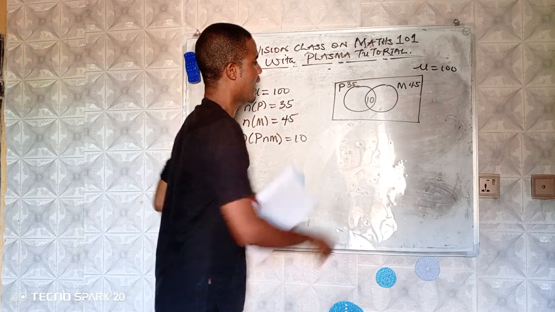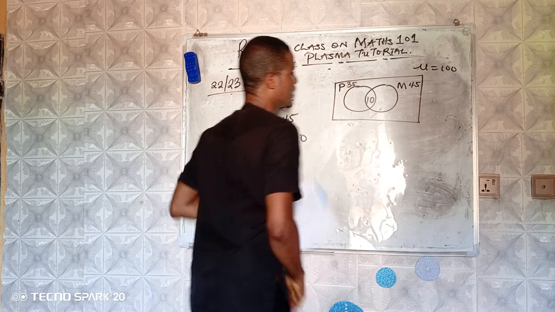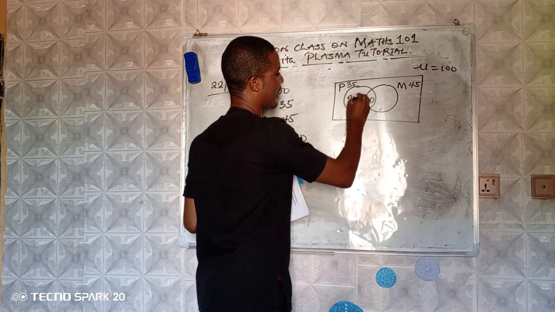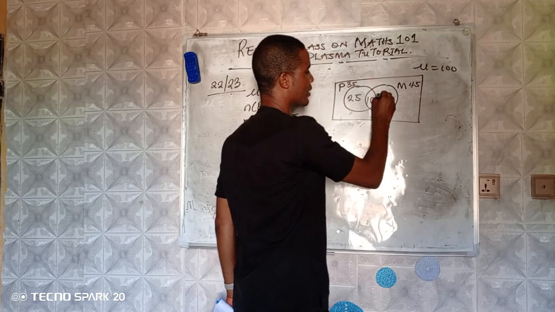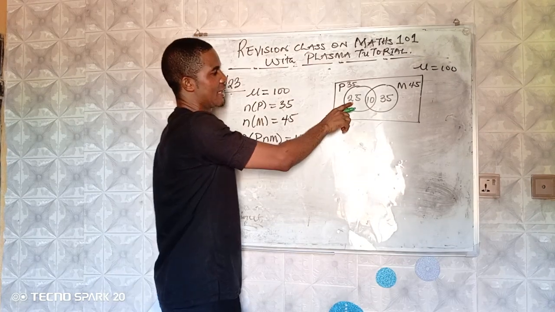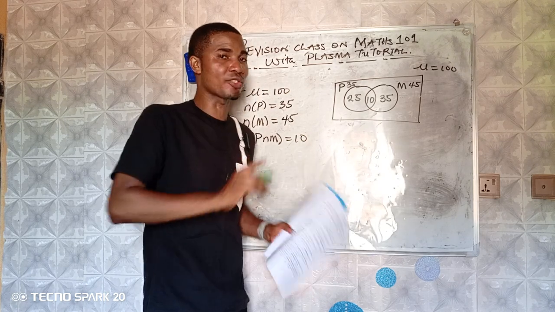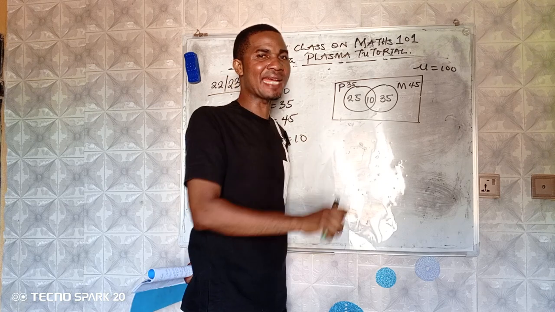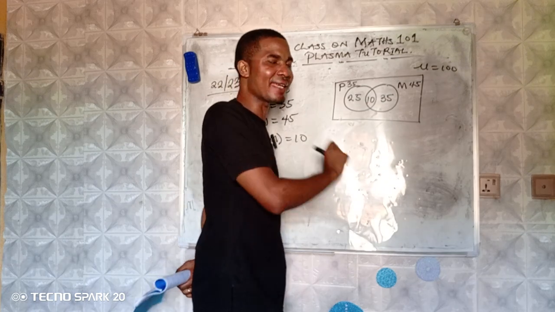Now, how do I get this? It will be this minus the intersection, 35 minus 10, which should give me 25. 45 minus 10 should give me 35. Now, 25 people means that 25 persons offer or like physics only. 35 persons offer or like mathematics only. While 10 persons like both of them.